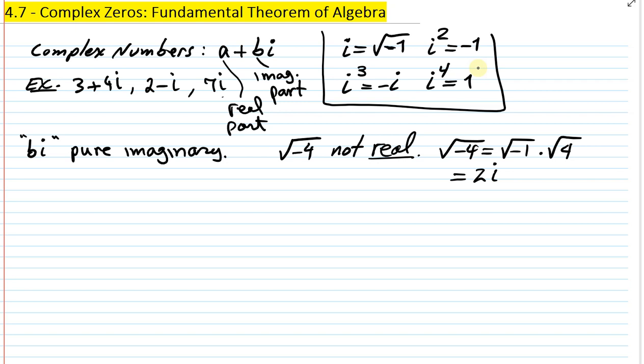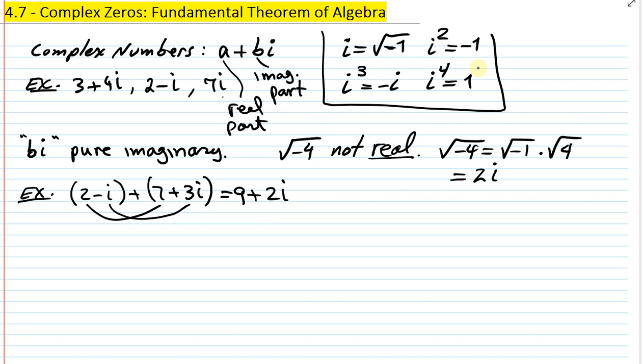Now, when it comes to complex numbers, we can add, subtract, multiply, and divide them. Addition and subtraction are pretty easy. You just combine like terms. So for example, let's say we want to add 2 minus i plus 7 plus 3i. You add 2 and 7, we get 9, and you combine 3i minus i, we get 2i. So addition and subtraction are pretty straightforward, but let's take a look at the product now.